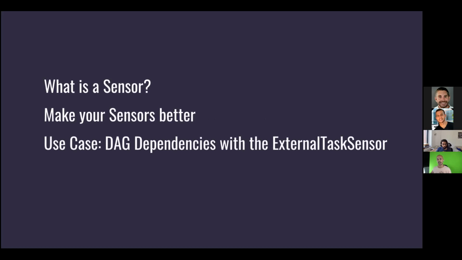Also, how can you create DAG dependencies with the external task sensor? The external task sensor is truly powerful, truly useful, but you have to know exactly what the best practices are around this sensor. Otherwise, you might end up with weird behaviors. Then last but not least, the smart sensors. Big topic here. Does that mean that the sensors we use daily are stupid? Well, we will answer that question at the end of the webinar. So without further ado, let's begin with what exactly is a sensor.